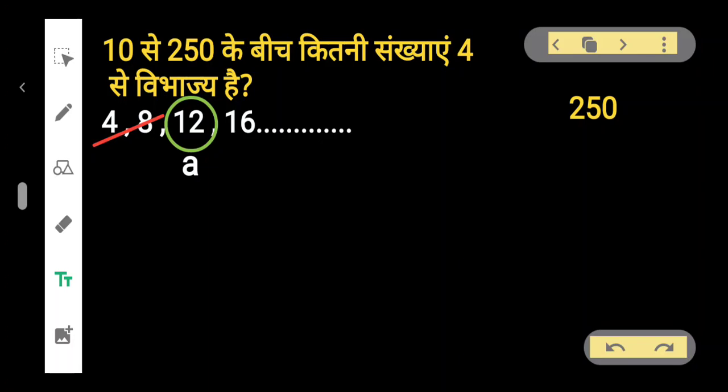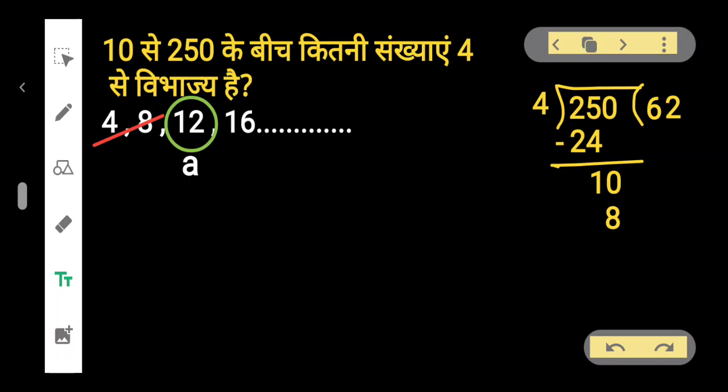Is 250 divisible by 4 or not? Let's see. Divide 250 by 4. 4 6s are 24, minus, 10. 4 2s are 8, the remainder is 2. Not completely divided by 4. It means we have 62 numbers up to 250 divisible by 4.